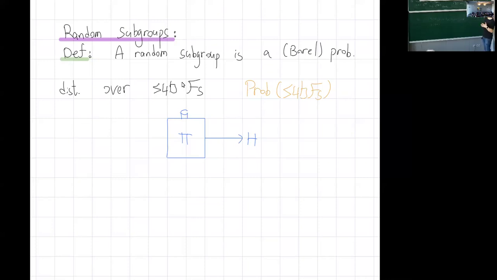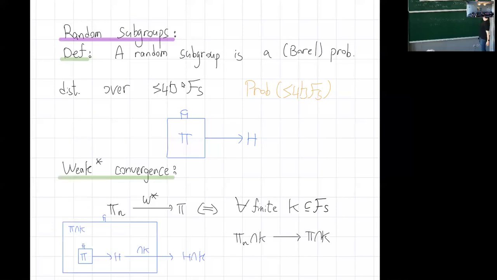But when I hear Borel probability distributions, I usually get nervous. So let's just have some visual aid that will allow us to think about these things. These are just black boxes with buttons on top that whenever you push the button, you get as output a subgroup, and the probability that you get the subgroup is exactly the distribution. That would be my visual aid, and it will be a very helpful visual aid.